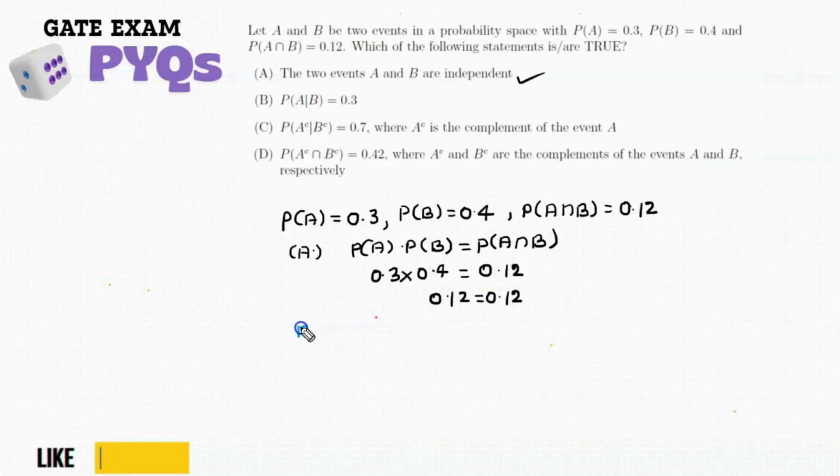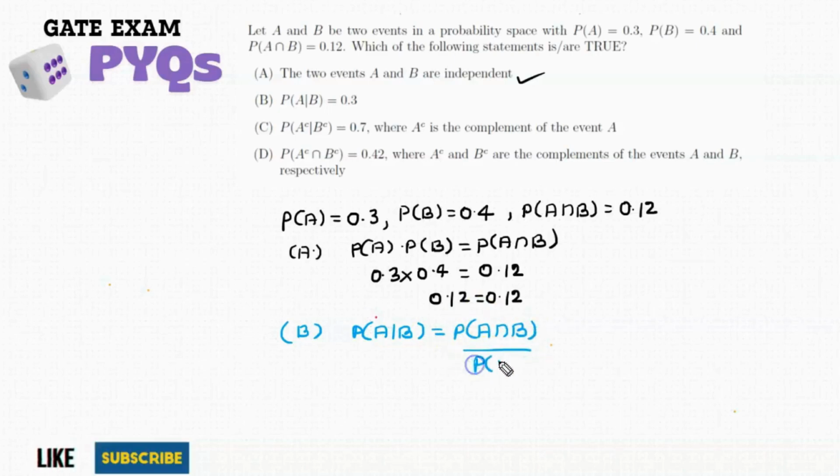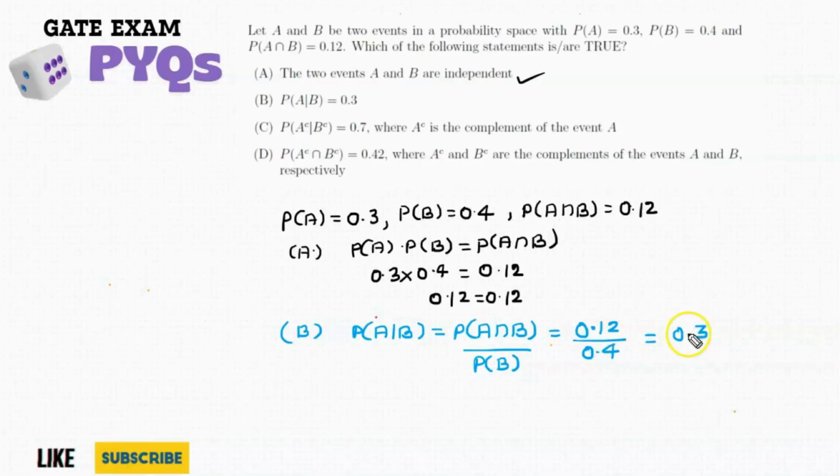Check the second option: probability of A given B. The conditional probability, we know the definition. It is the probability of the intersection over the probability of B. So the intersection probability is 0.12, B is 0.4. Simplifying, we get 0.3. So yes, the second is also correct.